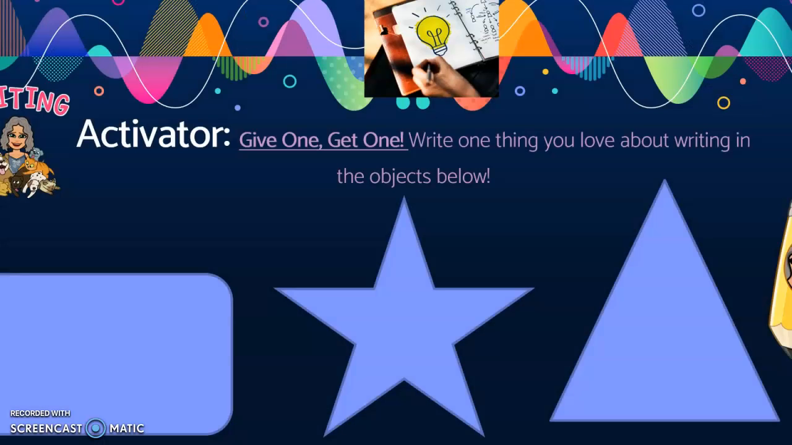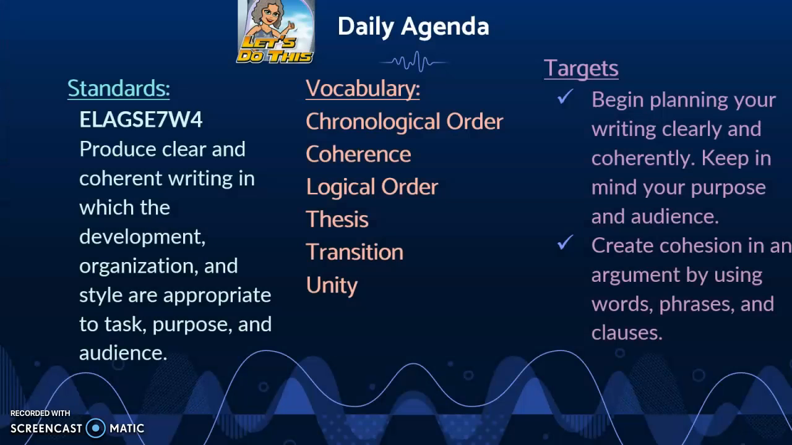So for this assignment, we discussed things we love about writing, and the daily agenda. We're using standard writing 4, which is producing clear and coherent writing in which the development, organization, and style are appropriate to the task. We are talking about chronological order, the way we order our papers. We're talking about coherence, logical order, thesis, transition, and unity.